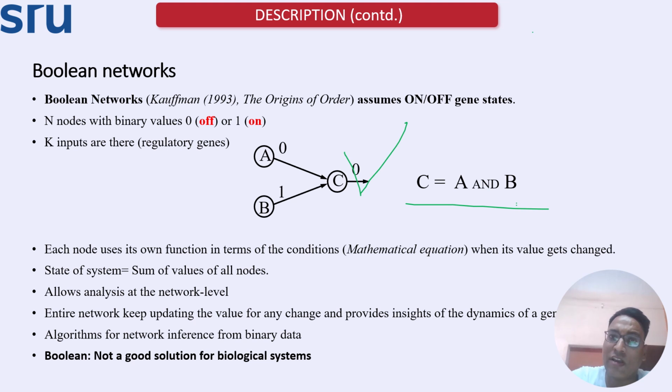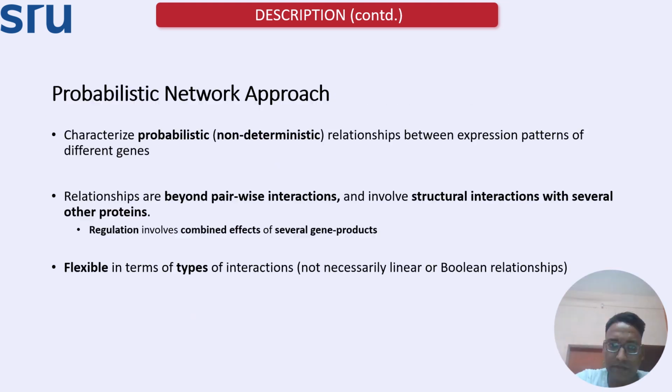All right. Okay. So the things are very complicated. Understand that whenever things could not be worked out simply, we started putting probability there. This part was put in as some sort of confidence. So relationships are beyond pairwise interactions and involve structural interactions with several other proteins as well. Things are not so simple. The overall regulation within the network involves effects of several gene products, several different proteins together. It's not so simple.